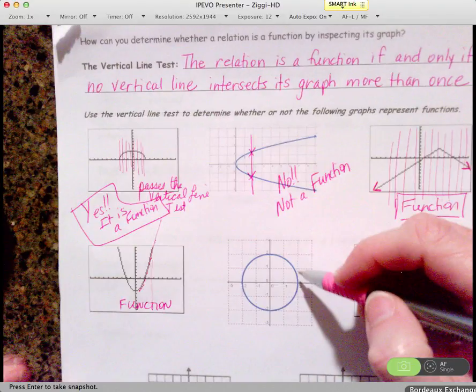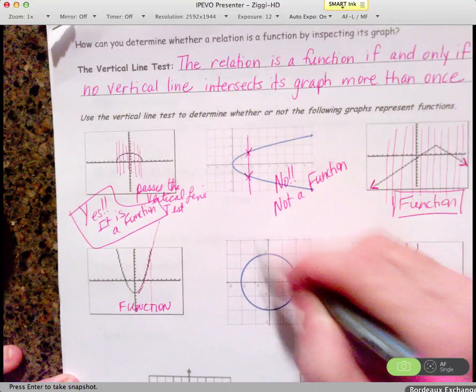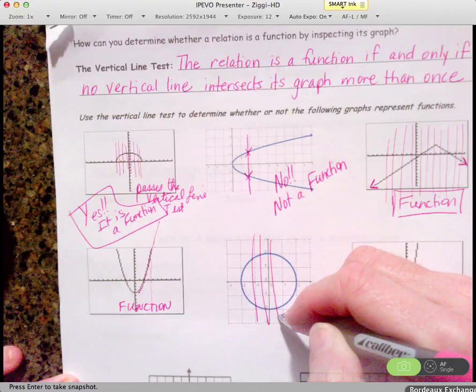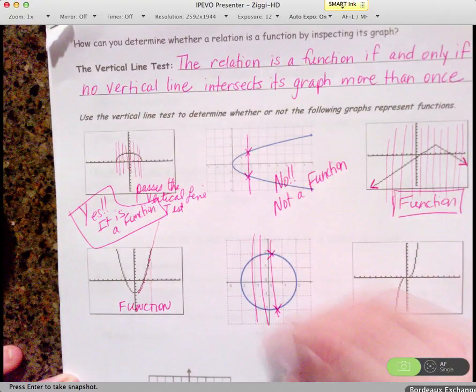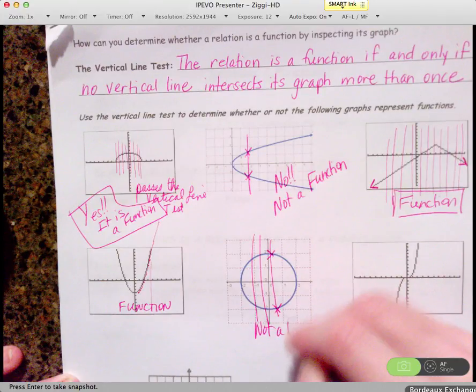Obviously, the circle is not a function, right? Because it hits the graph in more than one point. So not a function.